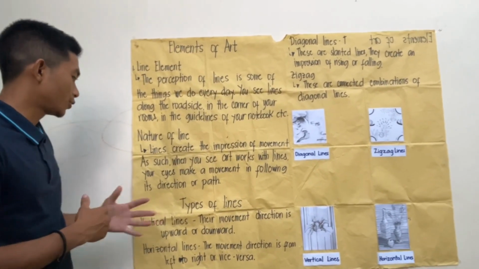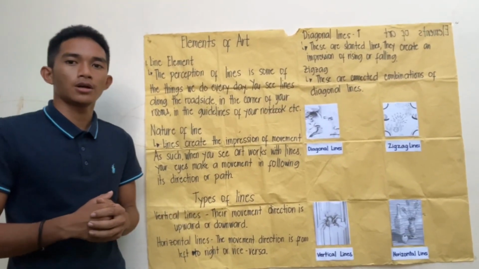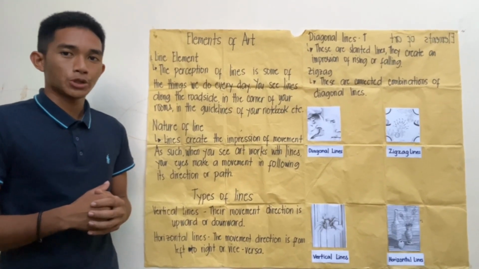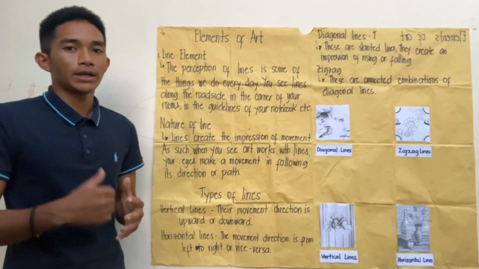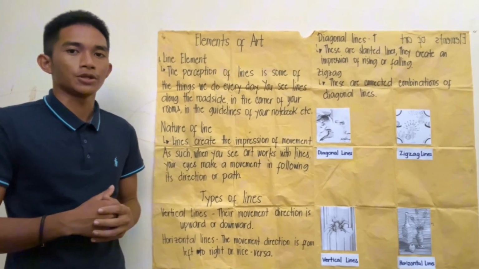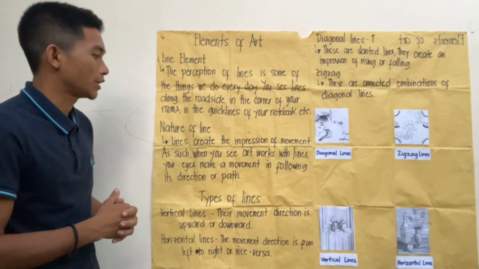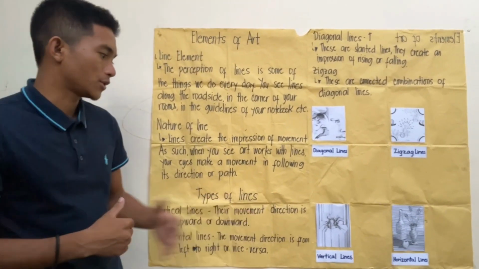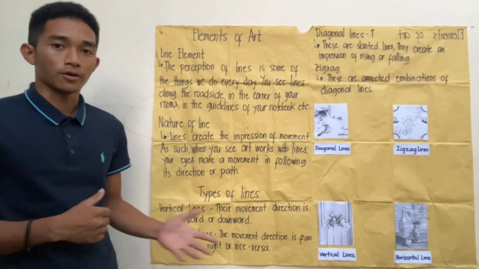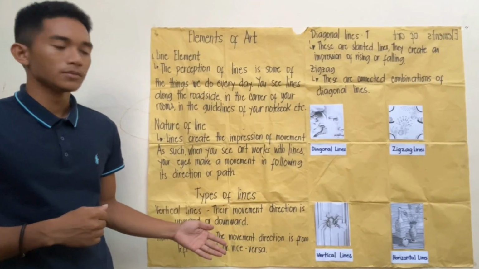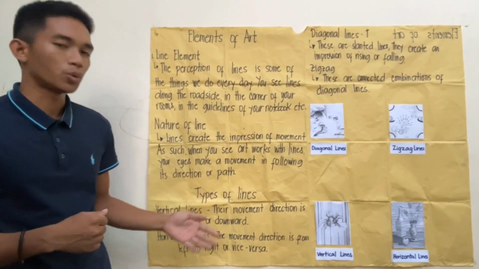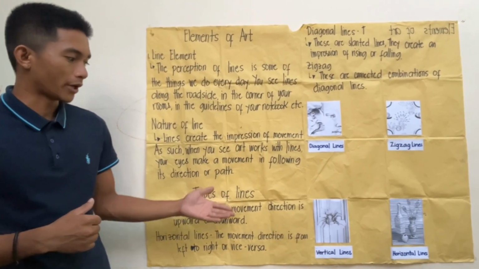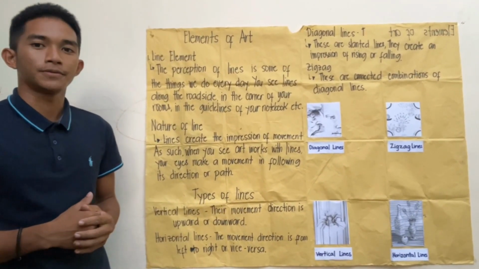Now let's move on to the types of lines. There are four types of lines. First, we have vertical lines. With vertical lines, the movement direction is upward or downward. I'll give you an example of vertical lines. Here's a great example where the art is composed of upward and downward lines in order to form or create this flower.